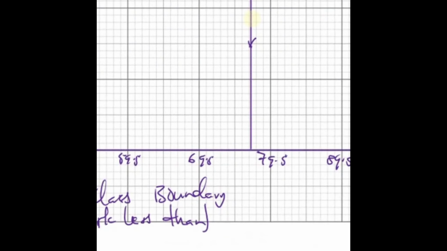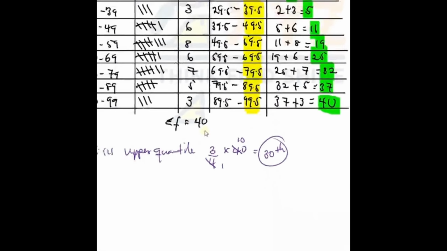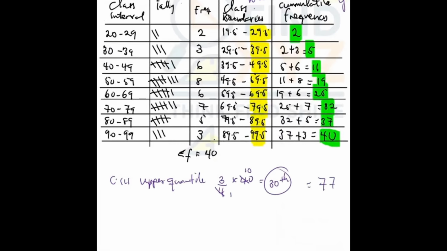So please, 69.5 to 79.5, the interval is 10. It means that every single line is 1. Take note of that. The class size is 10. So let me write it here. The class size is 10. So it means that every single line is 1. So we have 70.5, 71.5, 72, 73, 74, 75, 76.5. So we can say it is 77. So the upper quartile for this exam is equal to 77. So if somebody gets 77, the person is within the upper quartile. That is for the upper quartile.